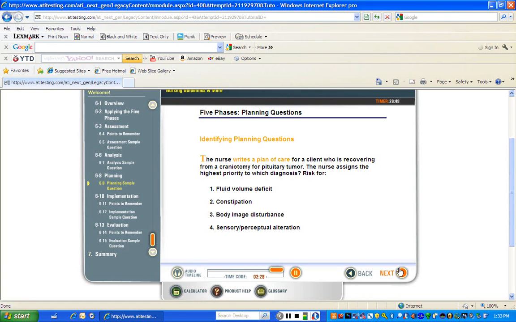Now, let's look at the next phase of the nursing process known as implementation.